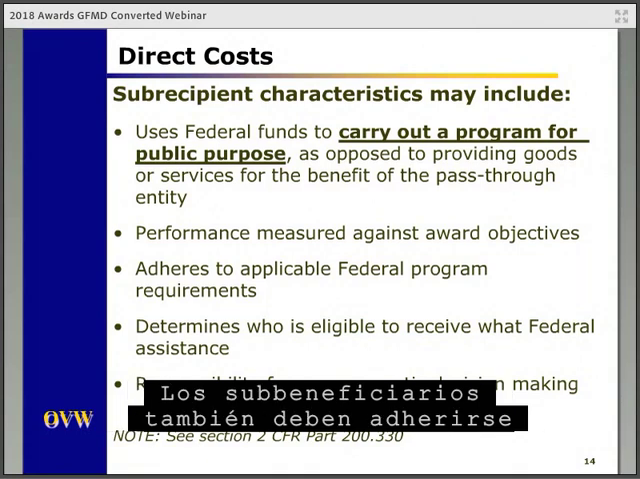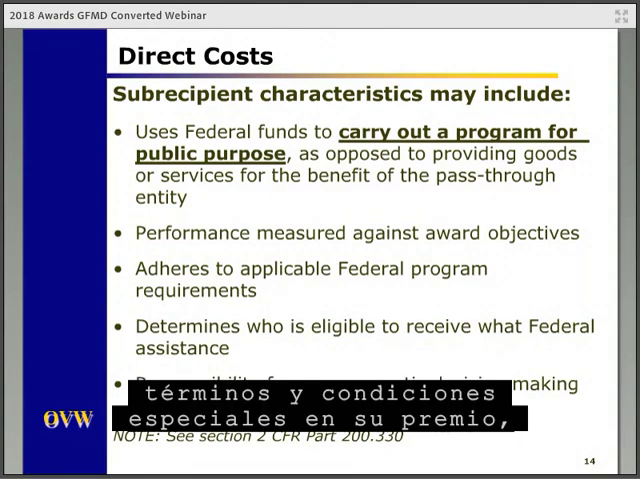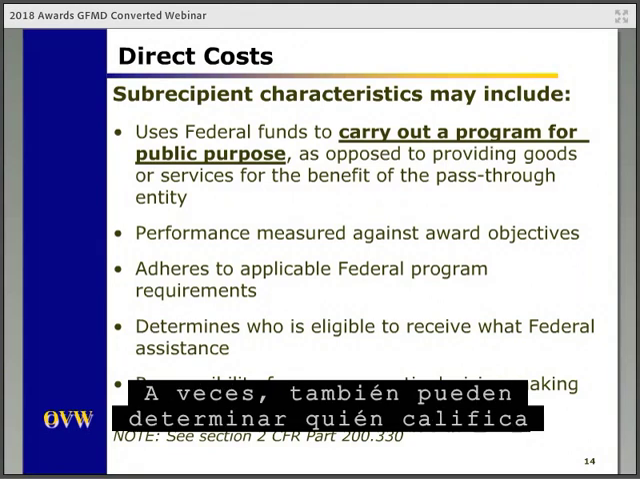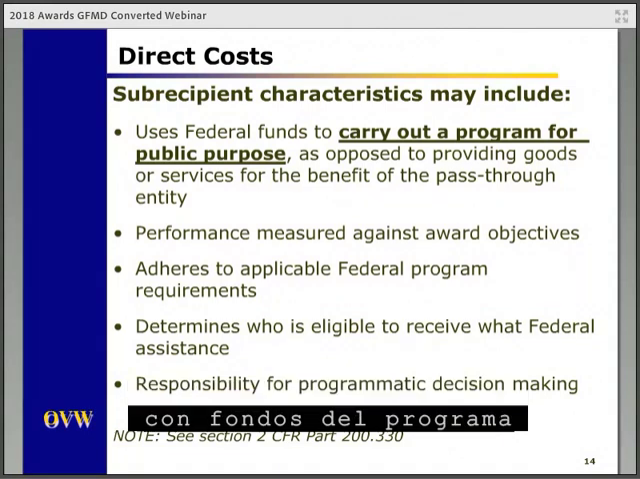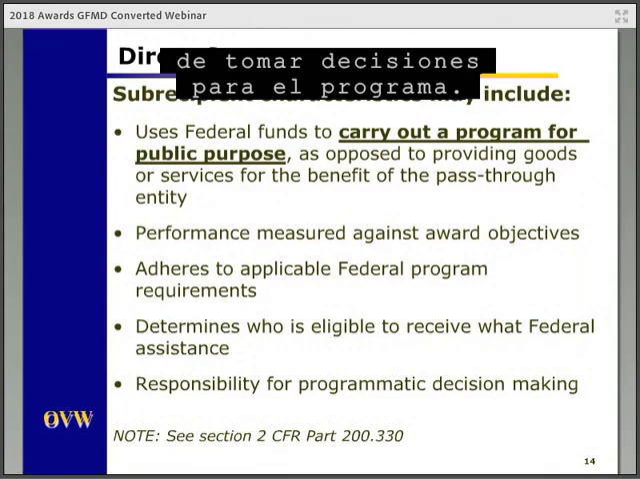Subrecipients also need to adhere to the program requirements, so if you have special terms and conditions on your award, you would pass those through to the subrecipient as well. They can also at times determine who's eligible to receive assistance or services with program funds, and sometimes have the responsibility for programmatic decision making.